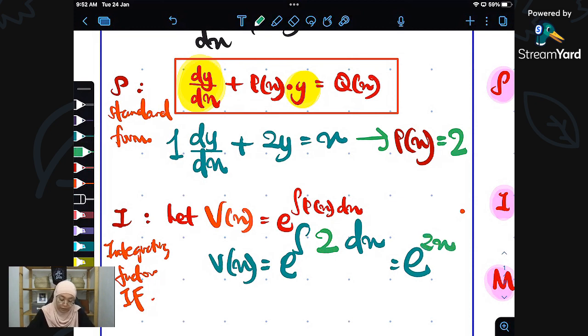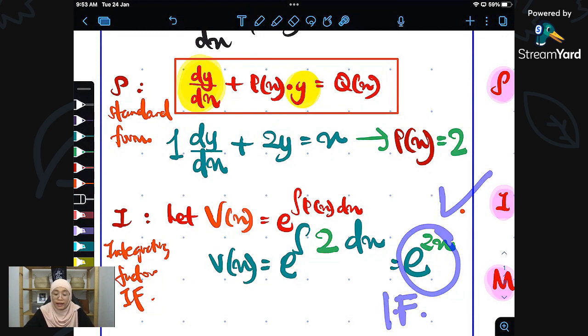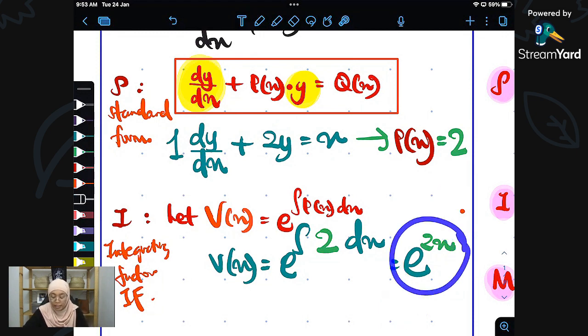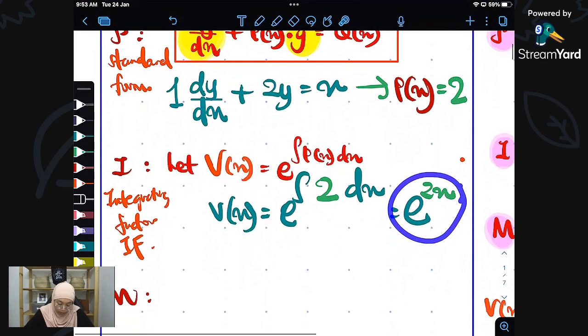This is a very, very important IF, which means you must get this correct. If you get this correct, you will have everything down there correct as well. This is very important. Now, let's go to the next step.